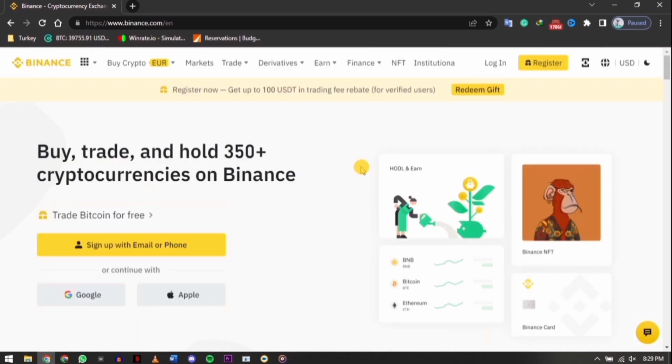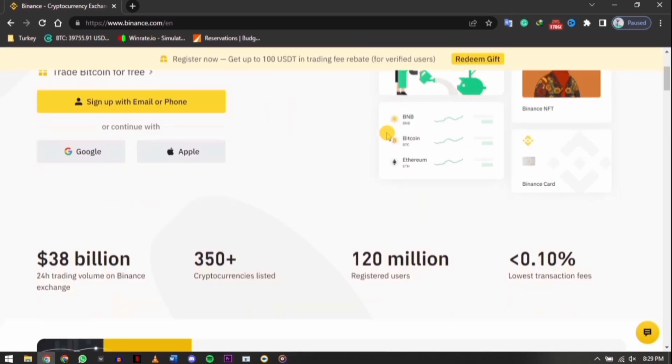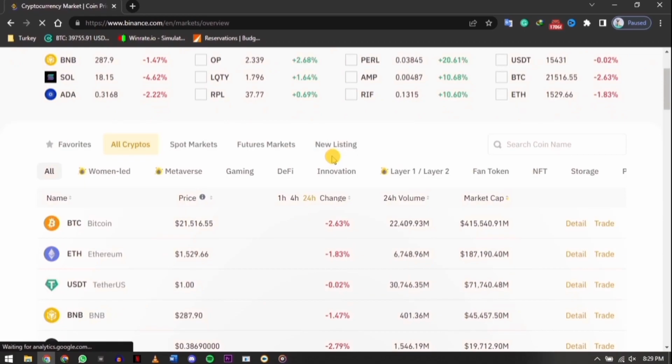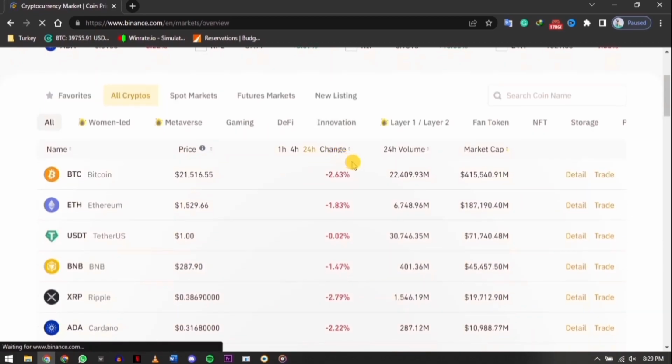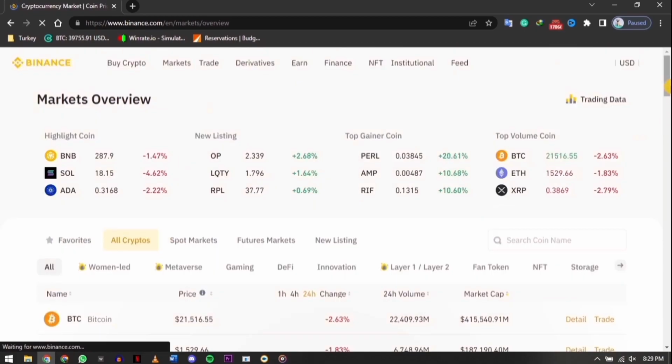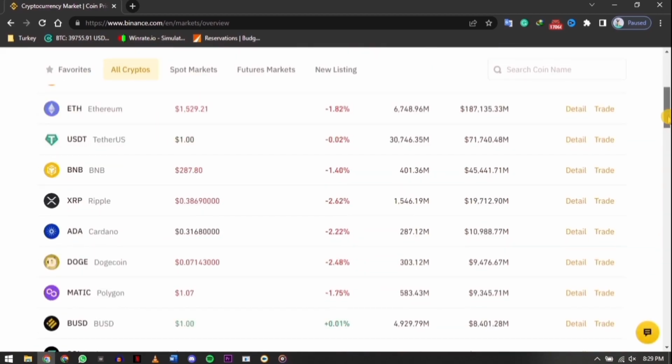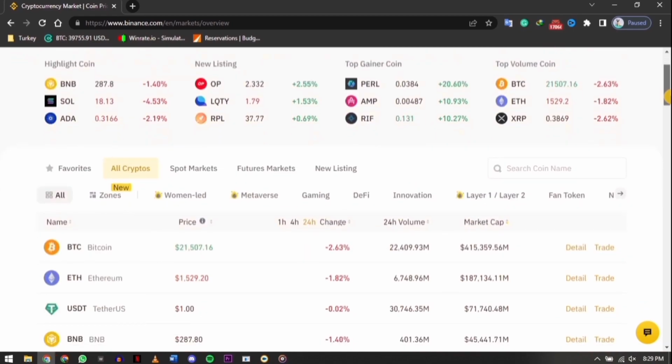And there are lots of things to discover, which we're going to have a dedicated video to exchanges later on. But now here and today, let's talk about the exchange itself. So this is Binance. Let's dive into markets and see what's here. As you can see, there are lots of cryptocurrencies here.